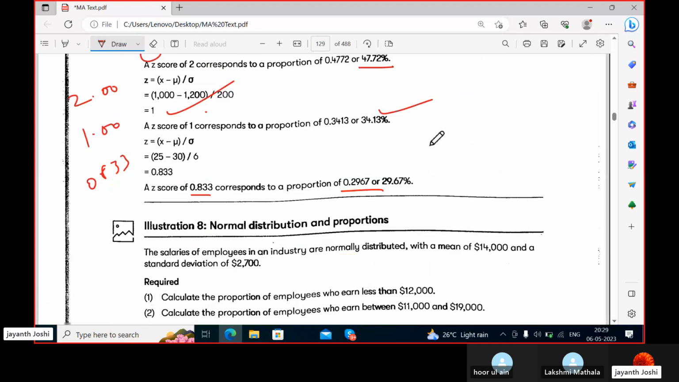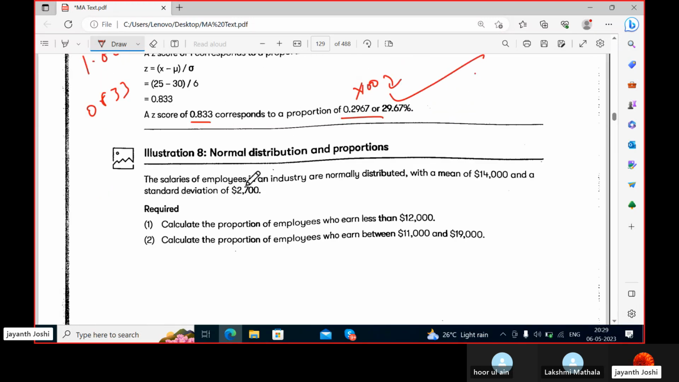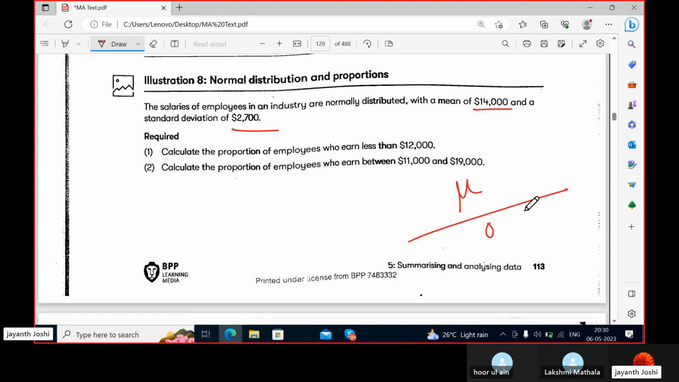Fine. So we have done everything. They have converted that into percentage by multiplying with 100, and you get these values. Now, normal distributions and proportions. They're asking: the salaries of employees in an industry are normally distributed, with this mean and this standard deviation. So you have the mean mu in this particular example, and you have the standard deviation.